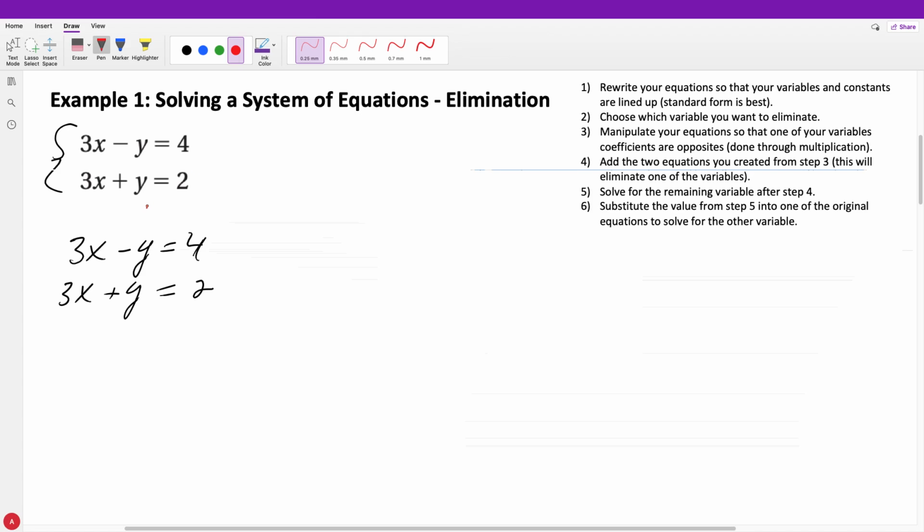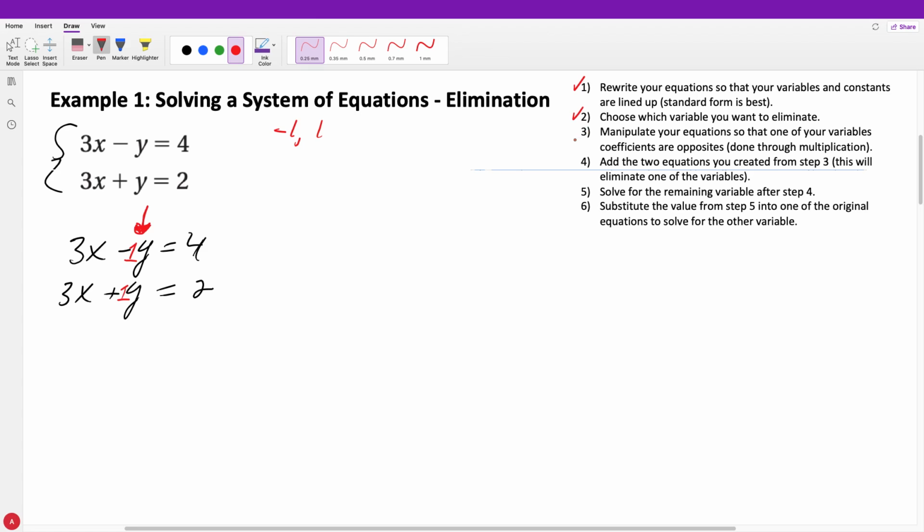And here for y, this y's coefficient is -1 and this y's coefficient is +1. And -1 and +1 are opposites of each other. So I'm already going to just choose y because it's set up for me to not have to do anything else. All right, so I rewrote, I didn't have to, they're already in standard form. I chose which variable I want to eliminate, and I do think you should get in the habit of drawing the arrow on which one you're going to eliminate because it can help remember which one you're trying to multiply to get to an opposite number.